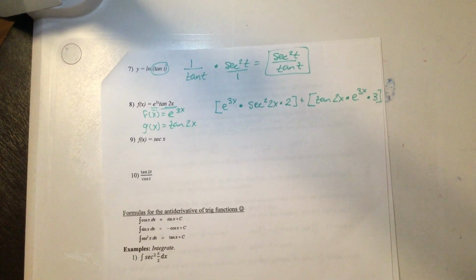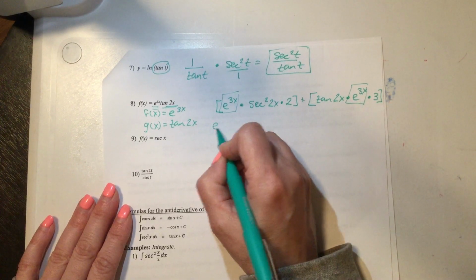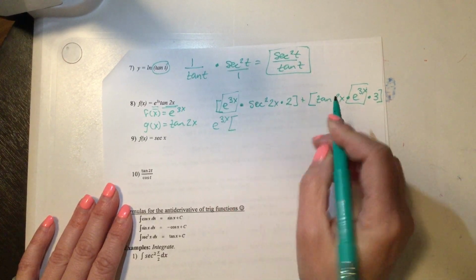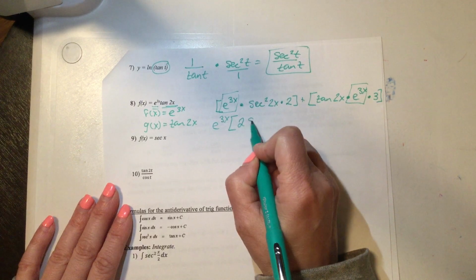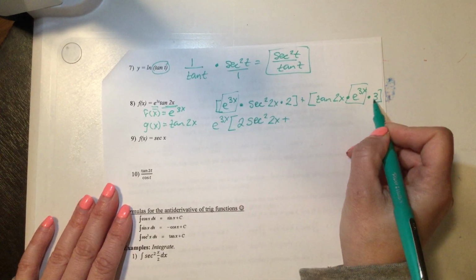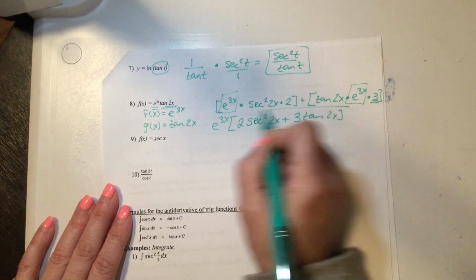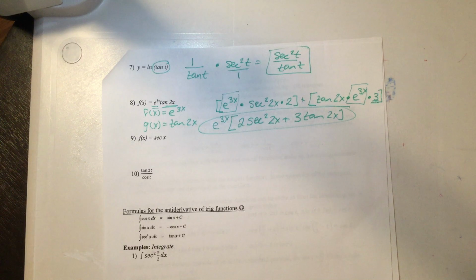Now you look and see what they have in common. Both of these groups have e to the 3x. So e to the 3x comes out front. That leaves me with 2 times the secant squared of 2x plus 3 times the tangent of 2x. Product rule.